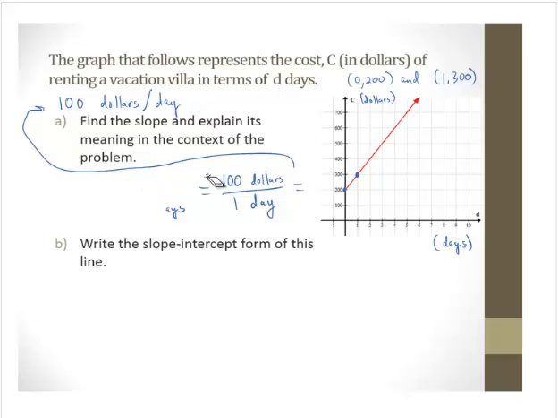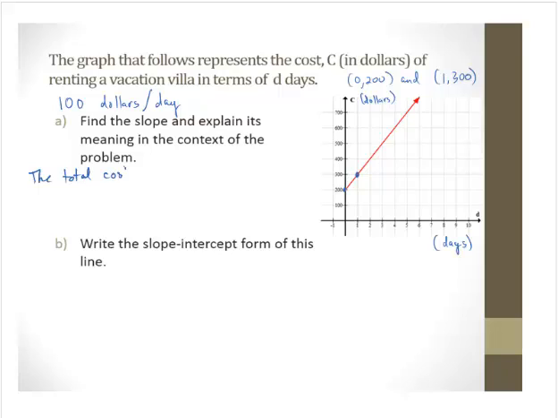All right, we found the slope. So here's what it means. The total cost for the villa increases at a rate of $100 per day.